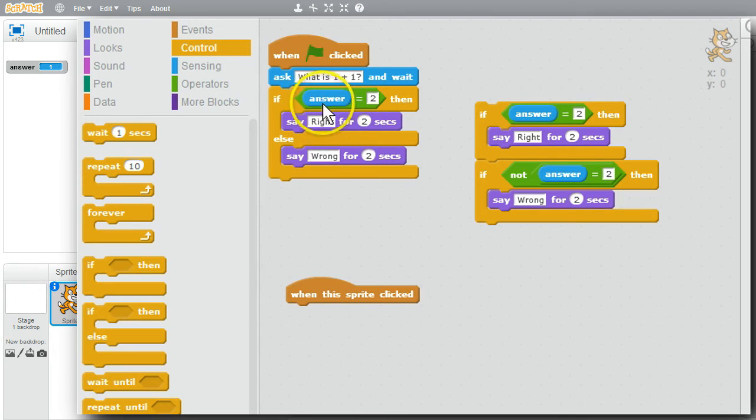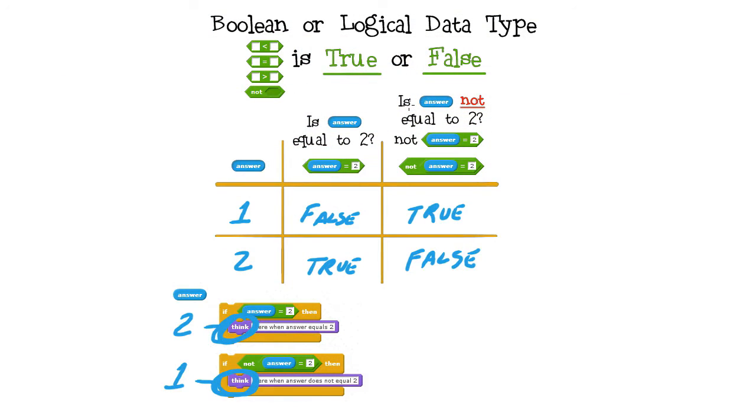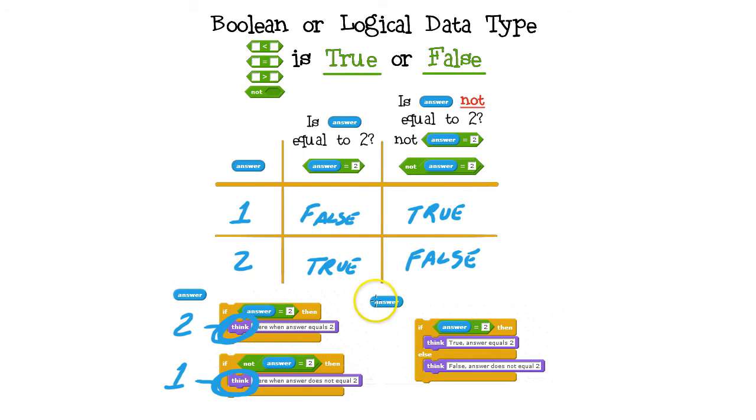If answer is 2, it'll say right. Else answer is not 2, so it'll say wrong. I'll go back to my table and add the if-else. I'll compare the if-else with the two ifs. Answer is 2. If answer is 2, then the first think is run. Else, the answer is not 2, maybe 1. The second think is run. You can see the two ifs are a lot like the if-else, but the if-else is easier.